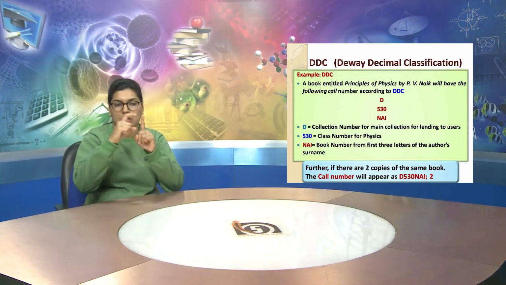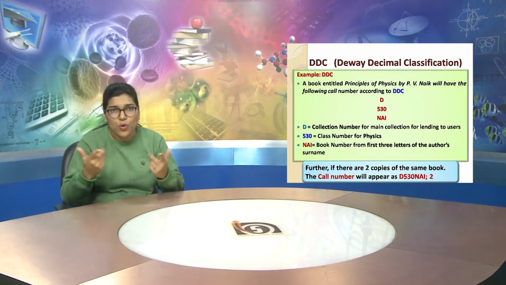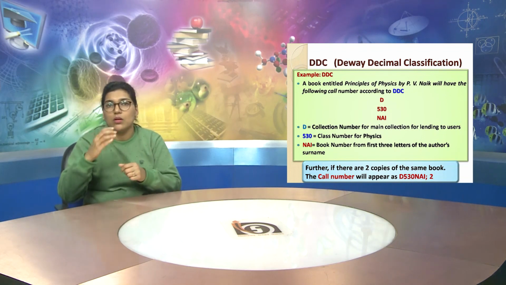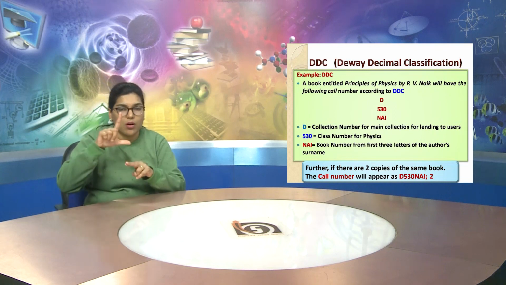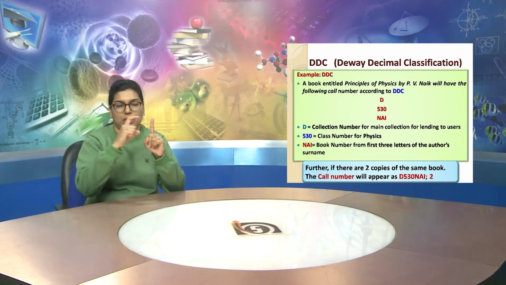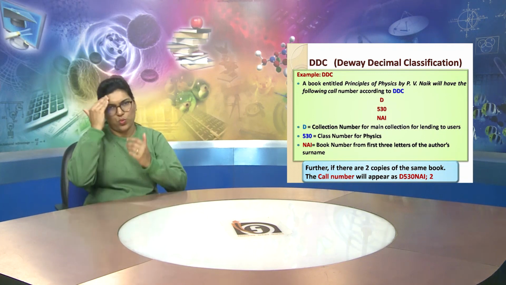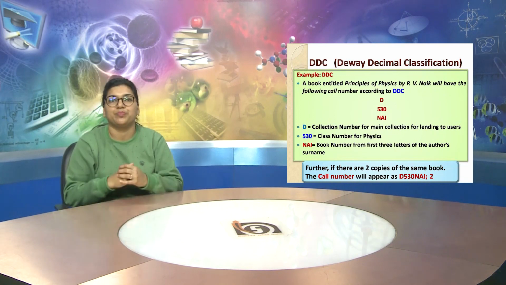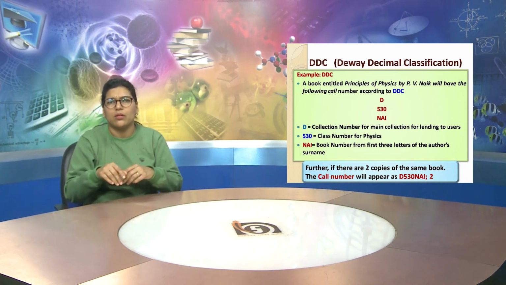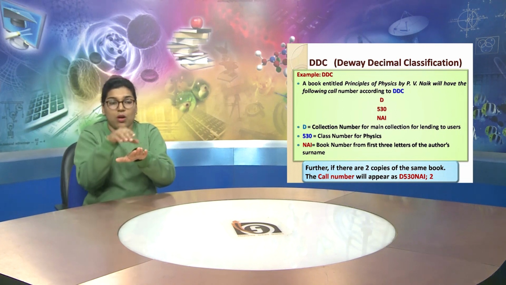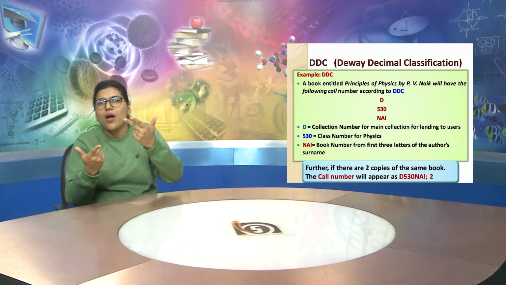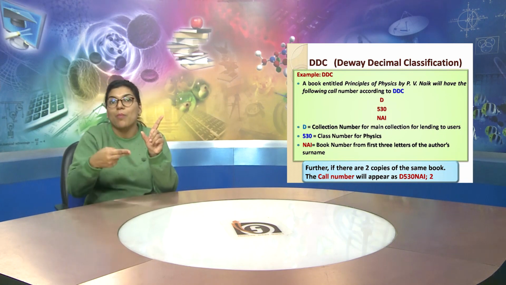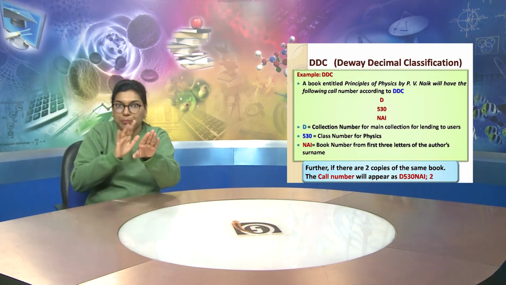Now let us understand the DDC. DDC is Dewey Decimal Classification. In brief, we call it DDC. As we have already discussed, it is an international classification system. The example given on screen is a book entitled Principles of Physics, and it is written by P.V. Nayak. We'll have the following call number according to the DDC.